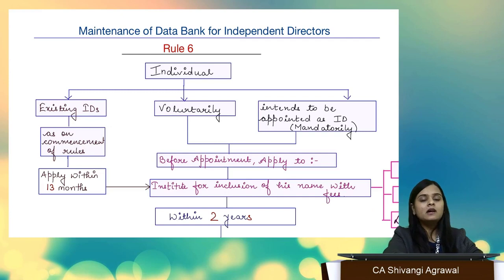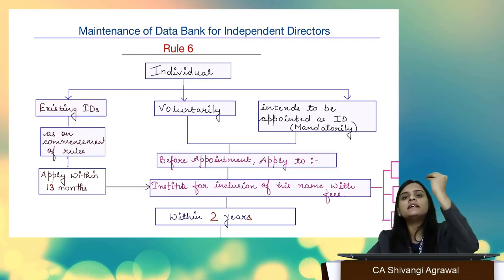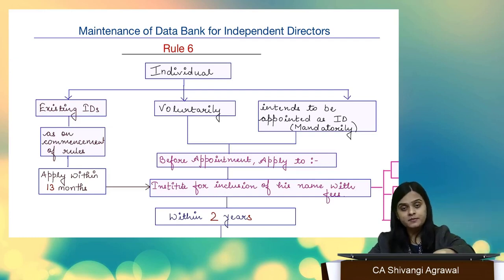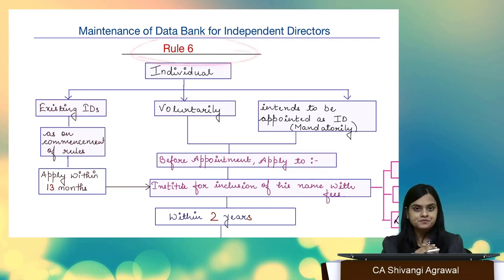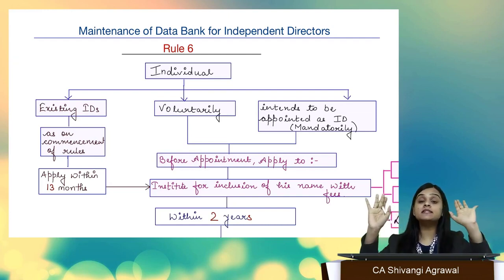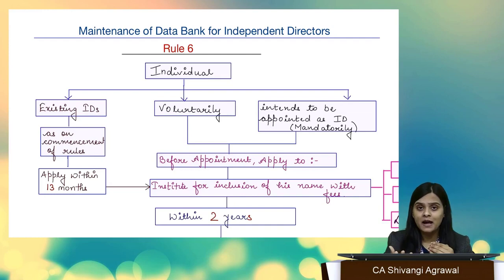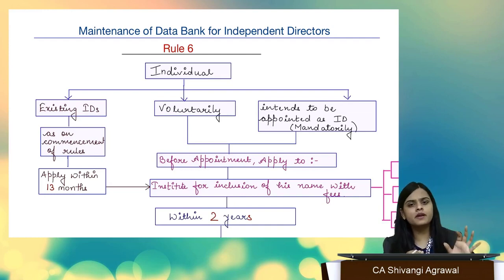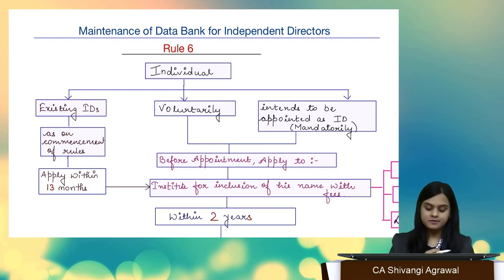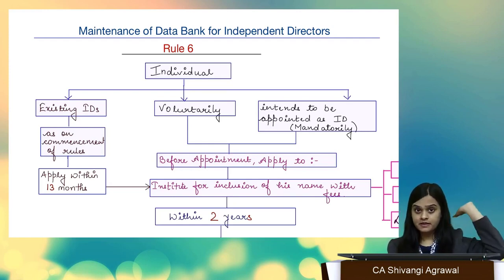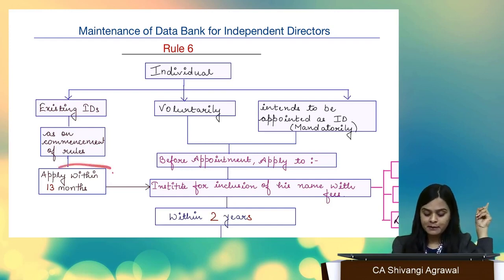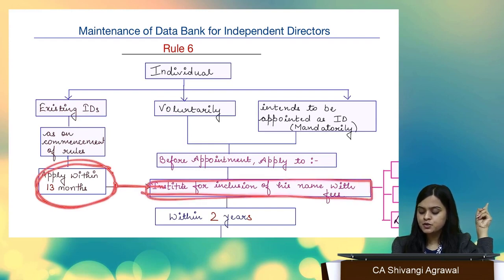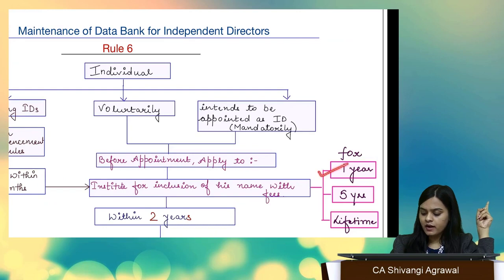Fine. Okay, ma'am. Now we have a rule 6. If I want to be the independent director, or I have been the independent director, I have to comply with this rule 6. What does it tell us? That I cannot be an independent director unless my name is included in the data bank which is maintained by this institute. How do I include my name, ma'am? I have to make an application to the institute along with the relevant fees, and my name will be included. Okay. That means before this rule came into picture, there were many independent directors. They also have to include their name. Yes. They have been given a time period of 13 months within which they can apply to the institute for inclusion of their name along with the fees. The name can be included for 1 year, 5 years, or for lifetime.